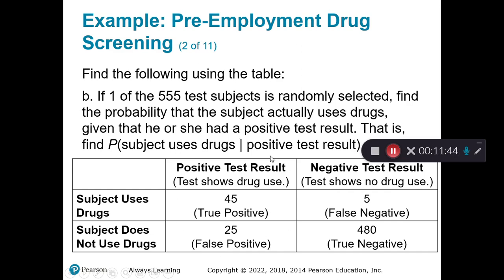If we know they have a positive test result, that's already happened, then we're only looking at these 70 people total. 45 plus 25 is 70. So of these 70 people with positive test results, how many of them actually use drugs? 45. So that probability will be 45 out of 70.